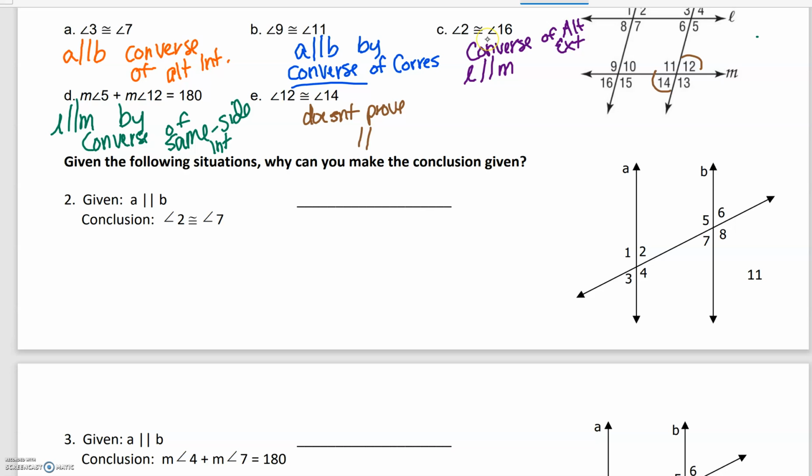All right, A and B, we know that these are parallel. Tells us right here. So 2 and 7, we're not going to use the converse because we already know that's parallel. So what kind of angles are these? That's the conclusion. Alternate interior is what helps us conclude that those 2 and 7 are congruent.